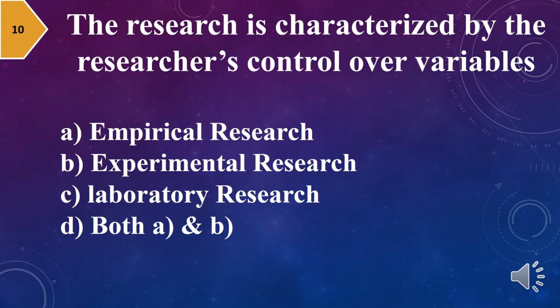Next, the research characterized by the researcher's control over variables. In which research can the variables and experiments be controlled? It is either empirical research or experimental research. So the correct answer is both A and B. In empirical research and experimental research, the researcher has control over the variables under study.